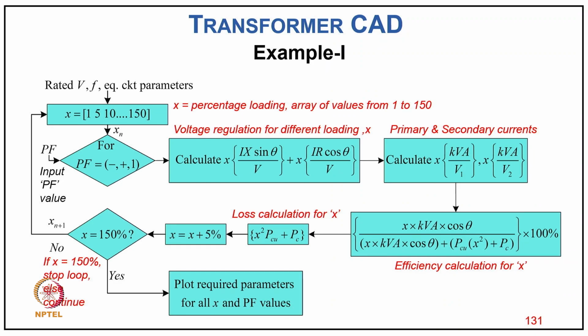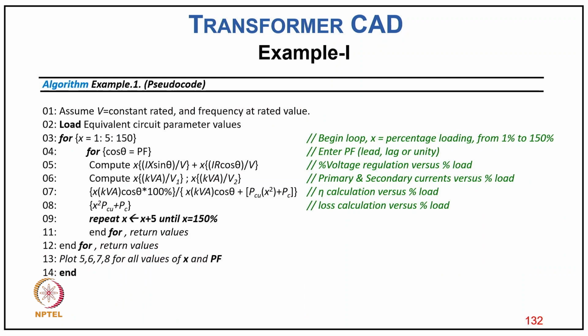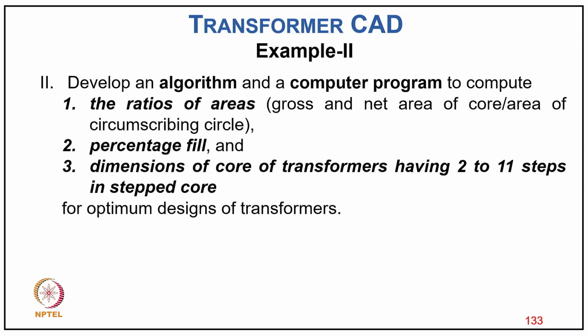Here is the typical flowchart. We give the rated voltage, frequency and equivalent circuit parameters, and we vary X in 5% steps from 5 to 150%, and then we go for power factor selection and calculate the voltage regulation, then calculate the primary and secondary current, and calculate efficiency, then loss calculation, and then we check whether we have gone full. If yes, then we plot the required quantities for all X and power factor values. And this is the typical code for the example we talked about, in MATLAB.